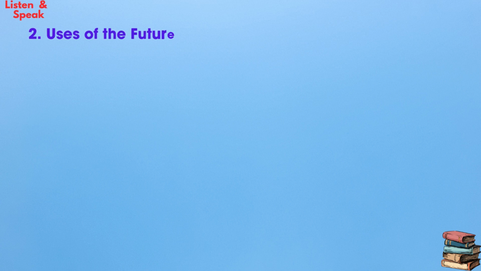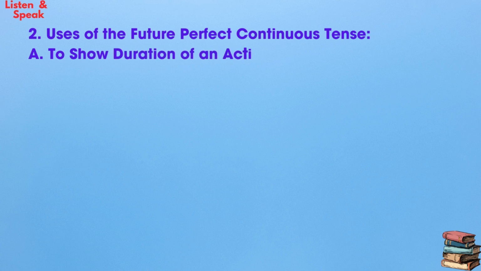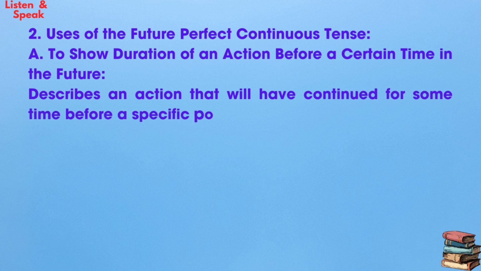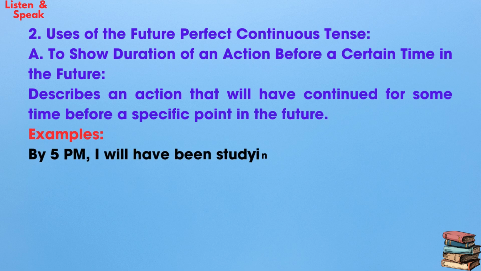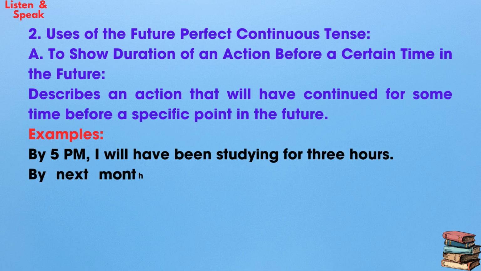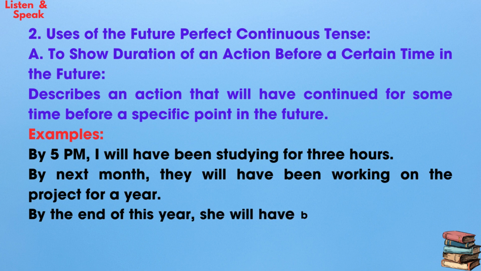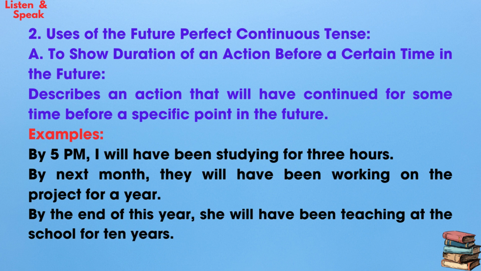2. Uses of the future perfect continuous tense. A. To show duration of an action before a certain time in the future. It describes an action that will have continued for some time before a specific point in the future. Examples: By 5 p.m., I will have been studying for 3 hours. By next month, they will have been working on the project for a year. By the end of this year, she will have been teaching at the school for 10 years.